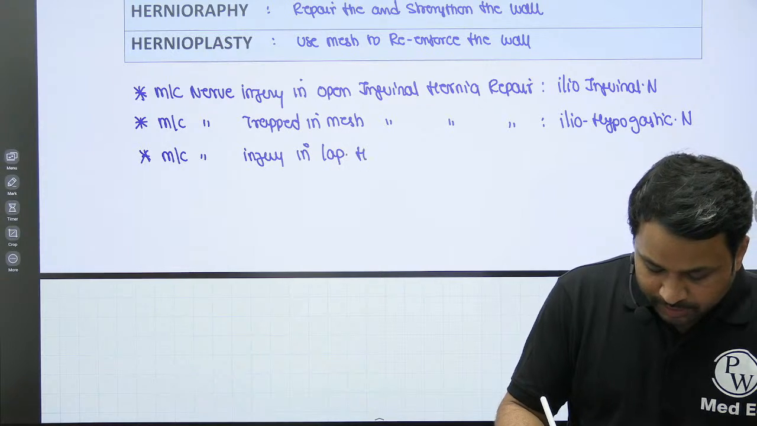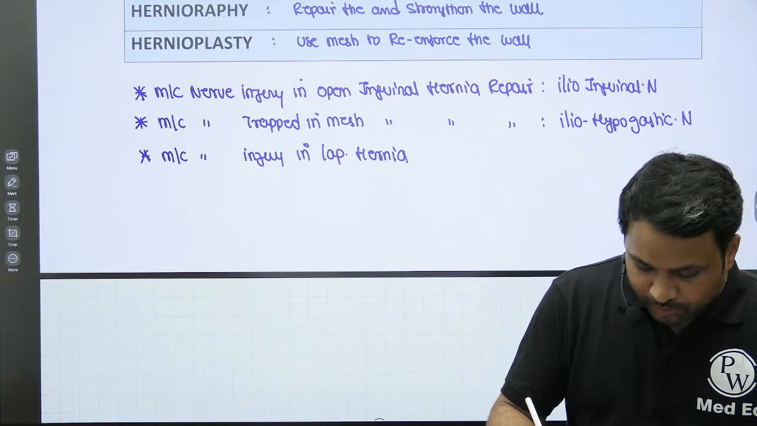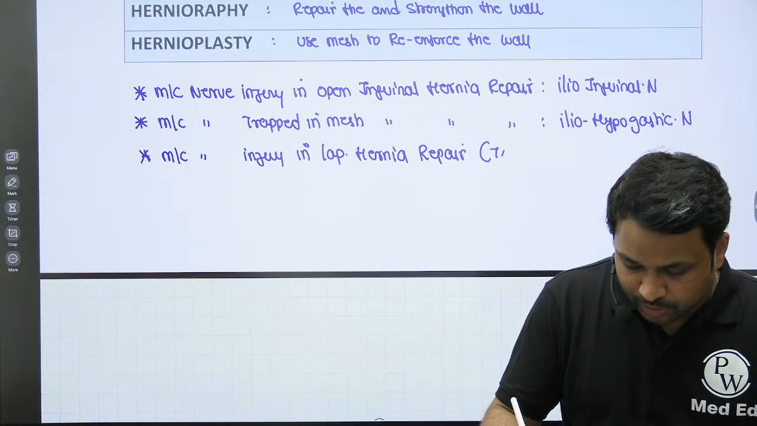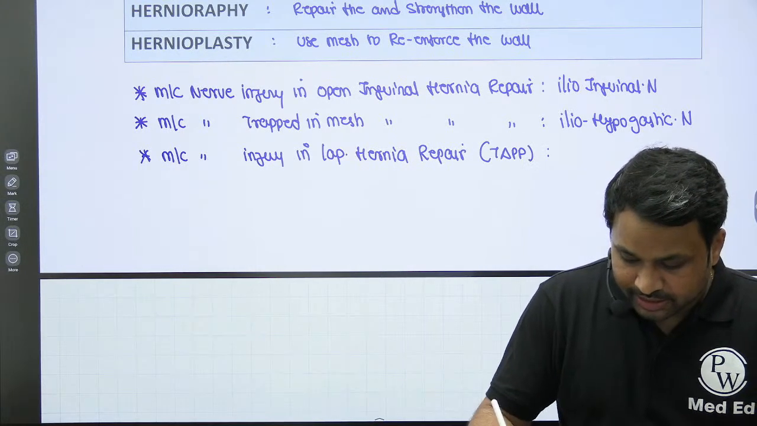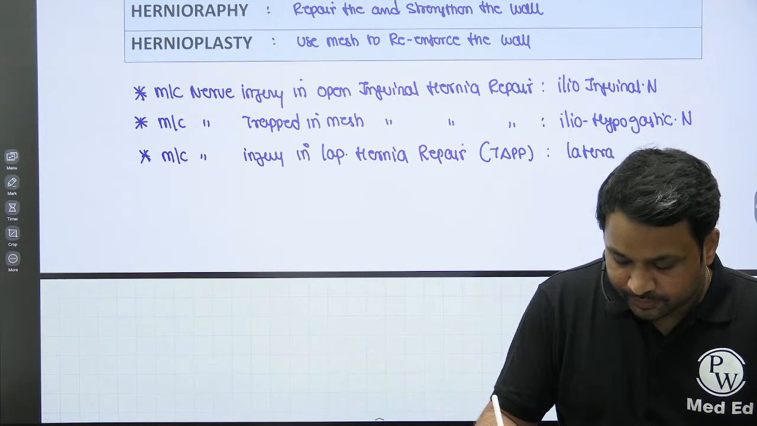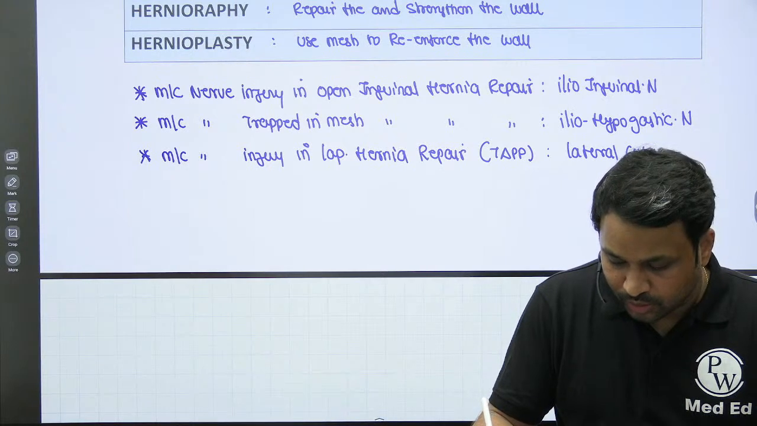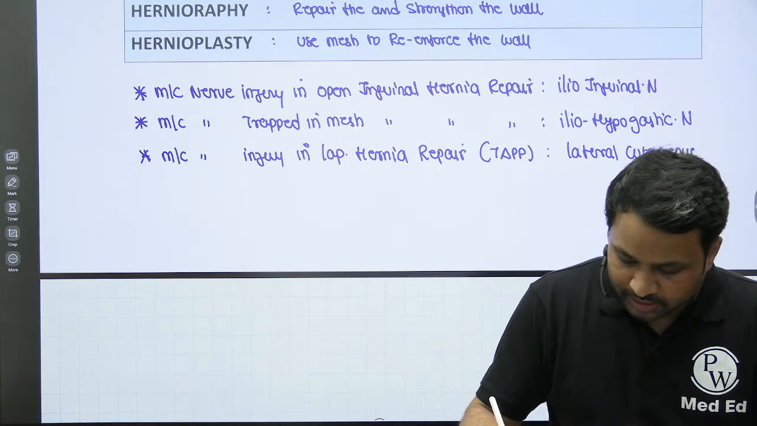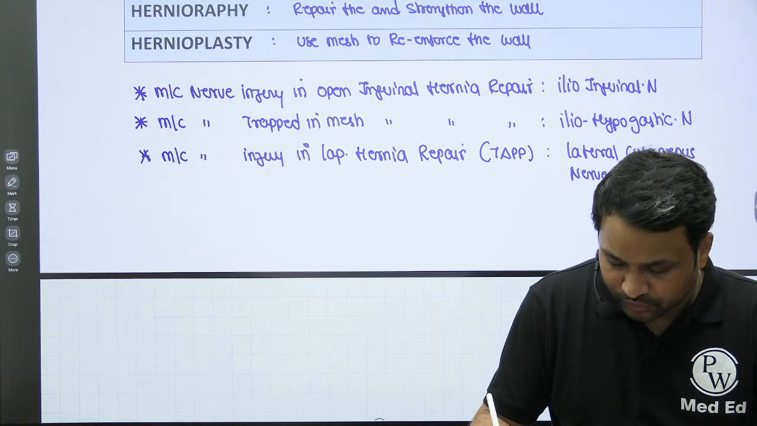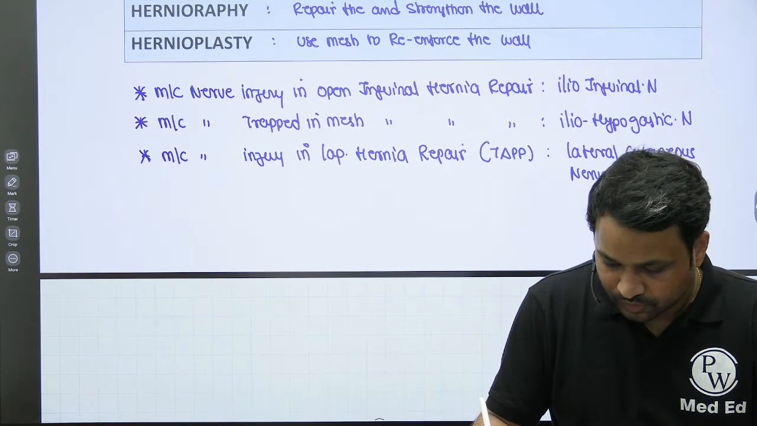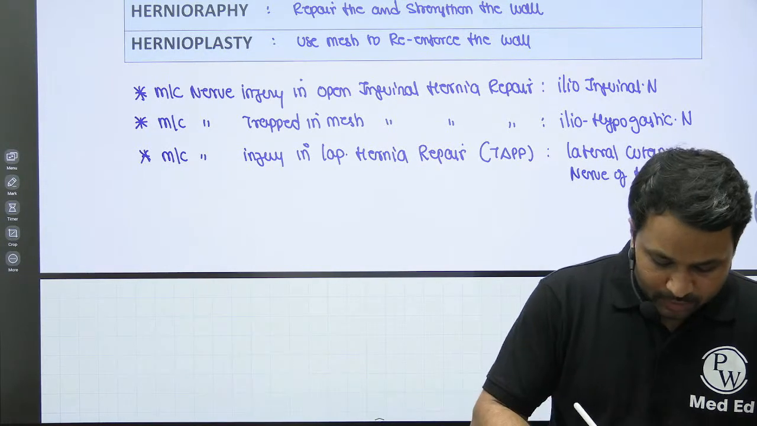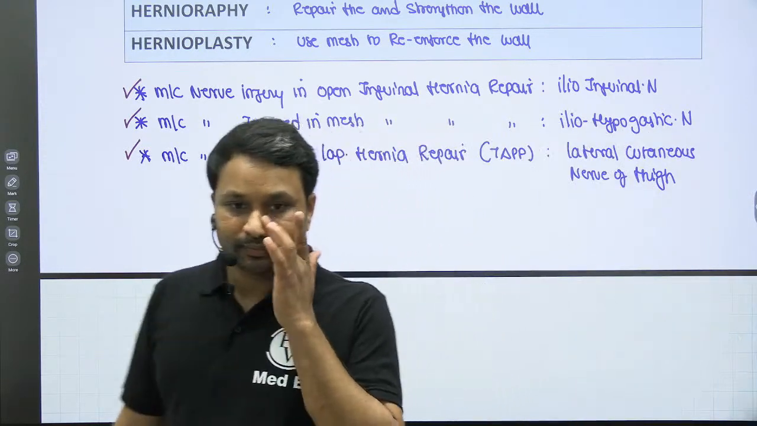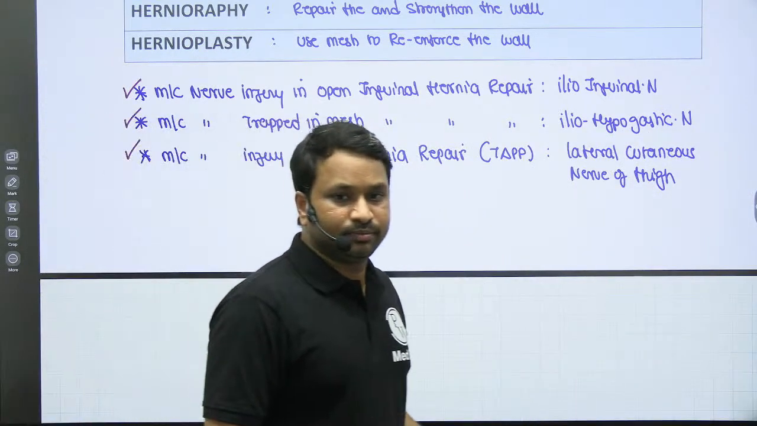If I say what is the most common nerve injury in a laparoscopic hernia repair, especially when you talk about the transabdominal preperitoneal repair, it is the lateral cutaneous nerve of thigh. ठीक है। So these are the 3 important questions on nerves when you talk about the hernia repair. Clear है? Clear?